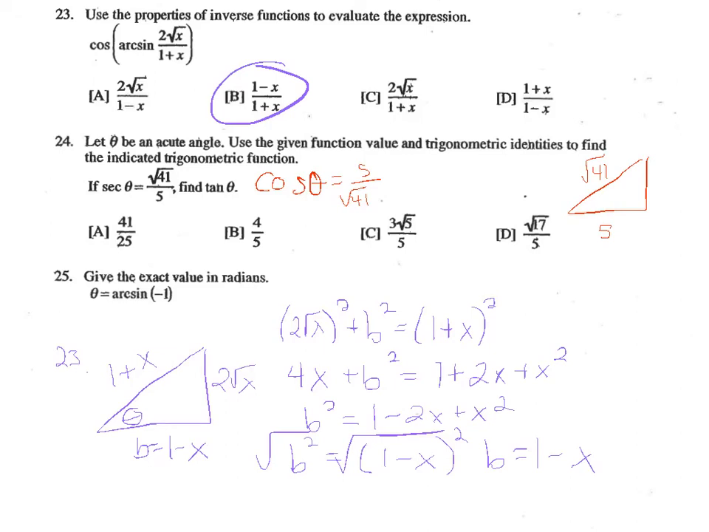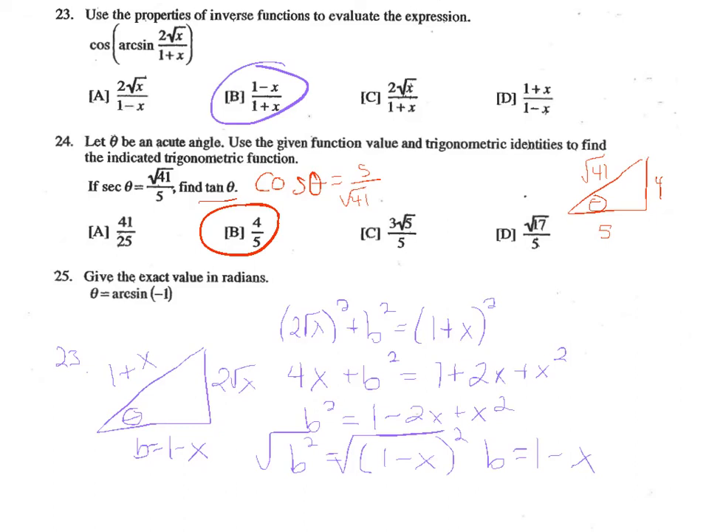And if we use the Pythagorean theorem, we would get that the opposite side is 41 minus 25. So we get 16, and if we square root that, we get 4. So the opposite side is 4. So now if we want to find the tangent of theta, we know that it is opposite over adjacent, so it must be 4/5.